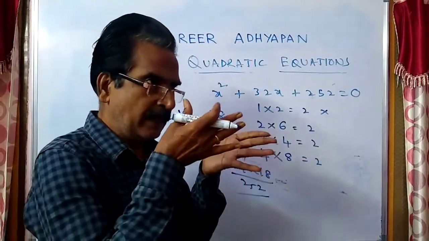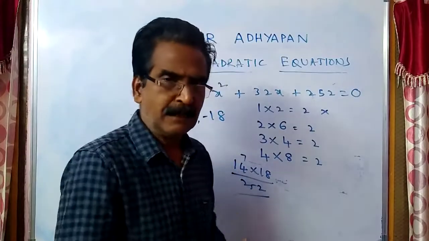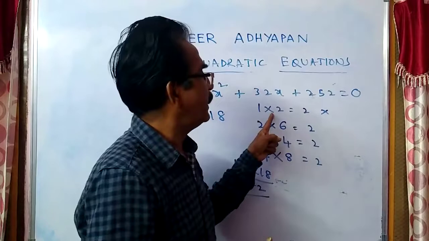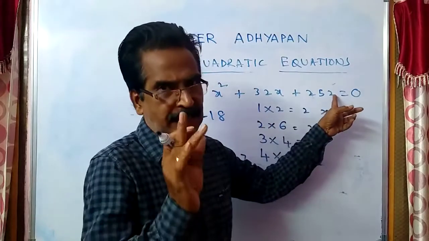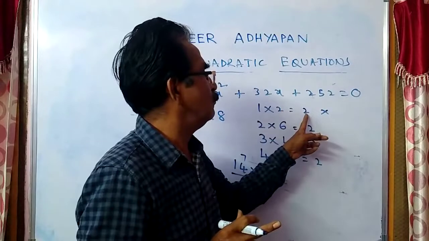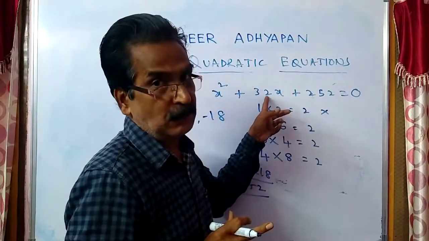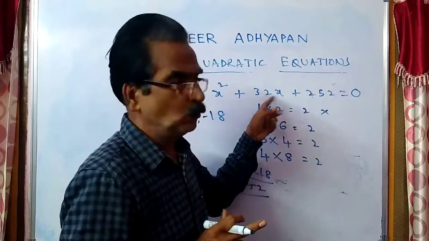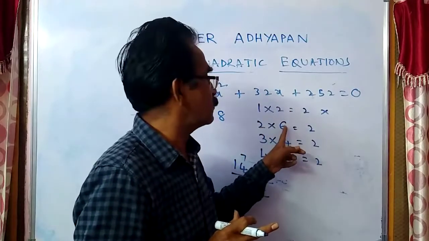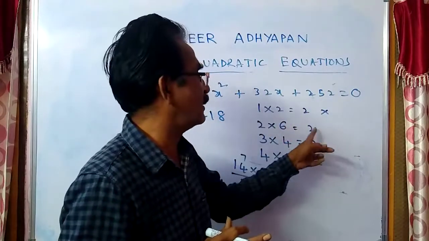So your approach must begin with 1 into 2. Here you have to get the unit digit 2. First take 1 into 2, 2 fine. But 1 plus 2 is 3, but here it is 2. Again you try 2 into 6. 2 into 6 is 12, 2 is fine. But 2 plus 6 is equal to 8. So this is not correct.